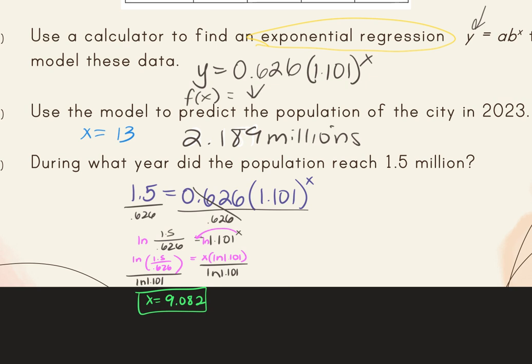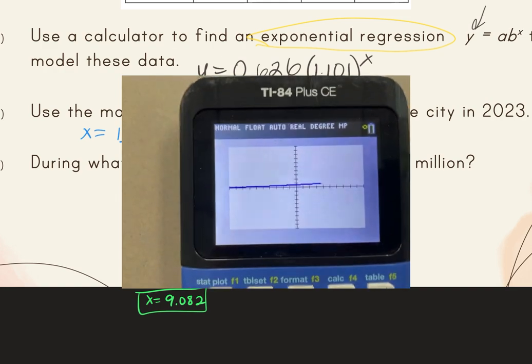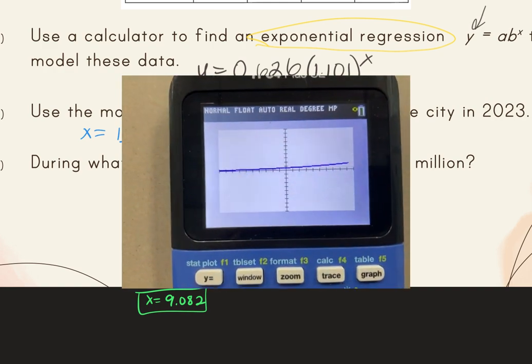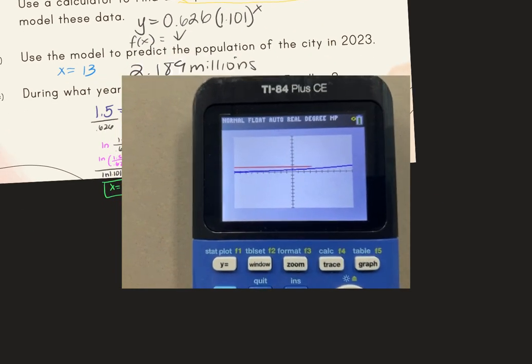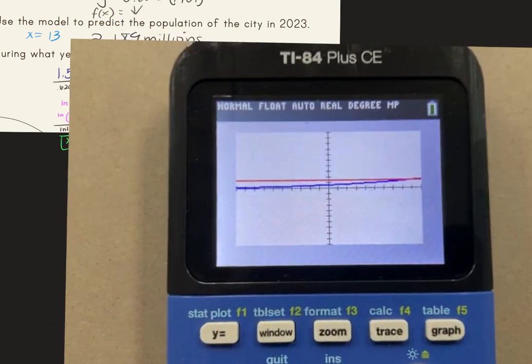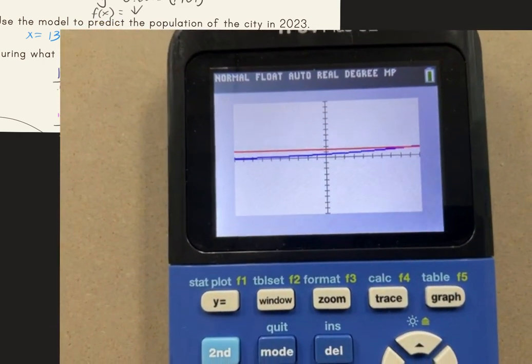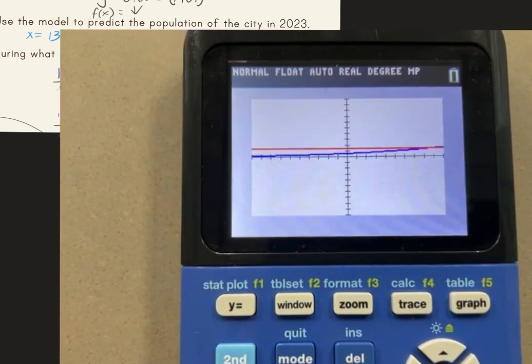Use my graph, right? What do I put in? So I'm going to put 1.5 in my y2, and then I'm going to graph it. All right, so I put 1.5 into the y2, and then I graphed my function. My window is my standard negative 10 to 10, okay?